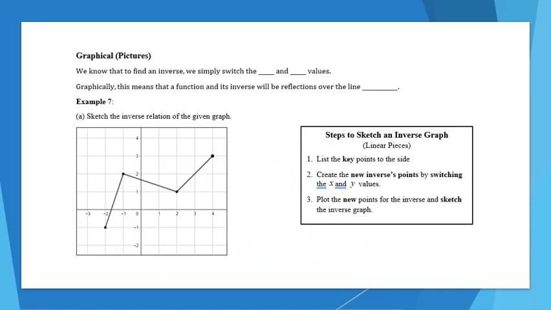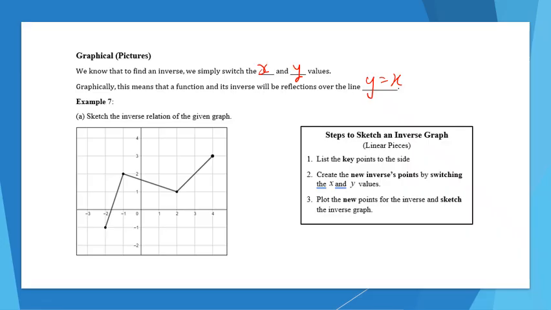All right, so graphically, it's pretty easy. We know that to find an inverse, we simply switch the x and the y coordinates or values. Graphically, this means a function and its inverse will be reflections over the line y equals x because we essentially swap x and y. So example 7, sketch the inverse relation of the given graph.